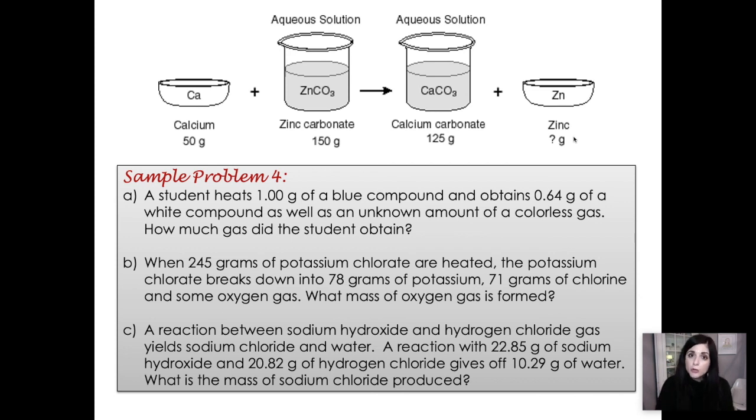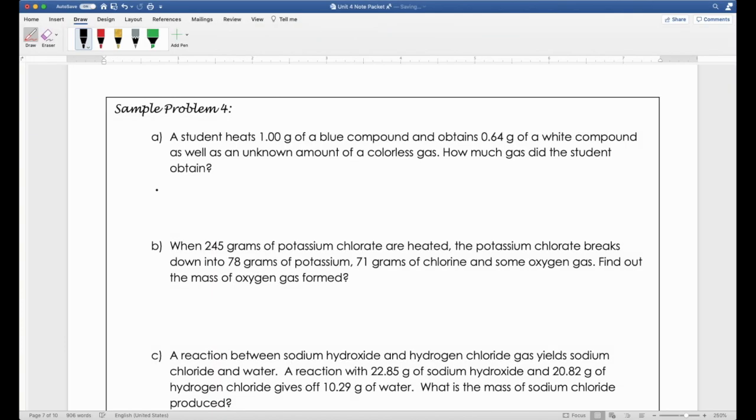These are more word problems, so we're going to walk through these, but I'm going to switch over to the note packet now, and we're going to work through these together. So sample problem 4. A student heats 1 gram of a blue compound and obtains 0.64 grams of a white compound, as well as an unknown amount of a colorless gas. How much gas did the student obtain?